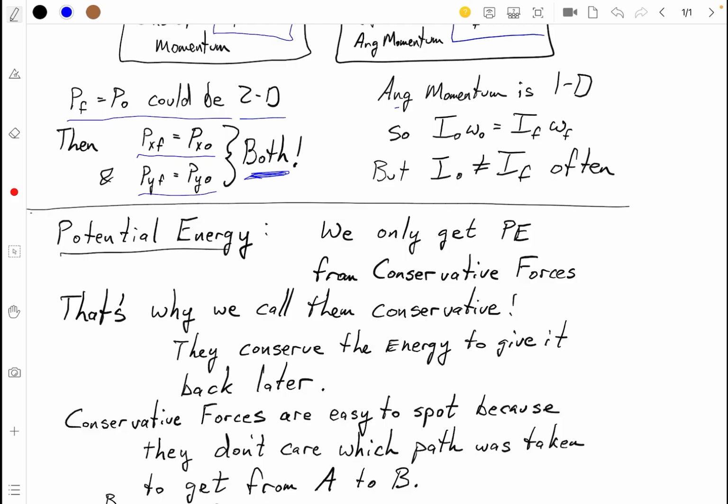Angular momentum gives us I initial omega initial squared is equal to I final omega final squared. Again, often the case is that I initial and I final are not the same. That you just have to deal with, right? I mean, it's easy. It's not too hard. You just get the different I's for the different finals and initials. That's okay.